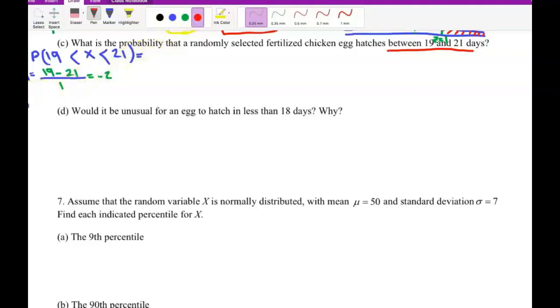Now z2. So x is, here we have 21. So this is x1. This is x2. So x is 21 and mean is also 21, divided by standard deviation 1. So here it is 0. Now go back to this part. So we converted to z-score, now using that z-score to find area. So finding the probability that when z is between -2 and 0.